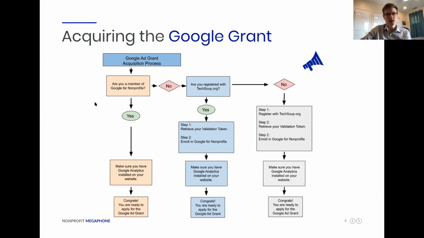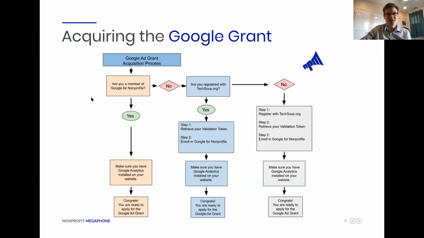And again, we'll share more about this. There's a resource that we have at the end. It's called the ultimate guide to the Google Ad Grant, which you'll be able to download for free, which goes into more detail on some of this stuff. But that's the really quick overview, just so you have a general sense of how it all works.